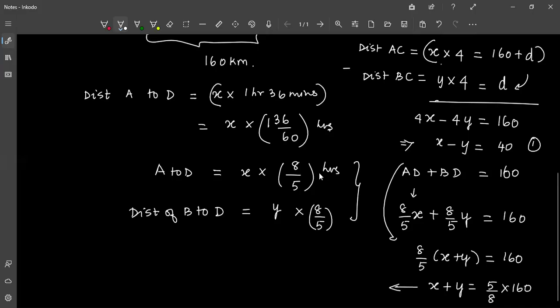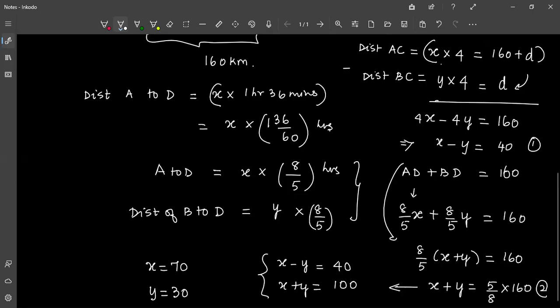So if you calculate, x plus y is equal to, that would be what? 100. So x plus y is 100, and this would be the second equation. X plus y is equal to 100, x minus y is equal to 40. If you add these two equations and eliminate the y variable, you will get x is equal to 70 and y is equal to 30. So you can write that the speed of the first car is 70 kilometer per hour.